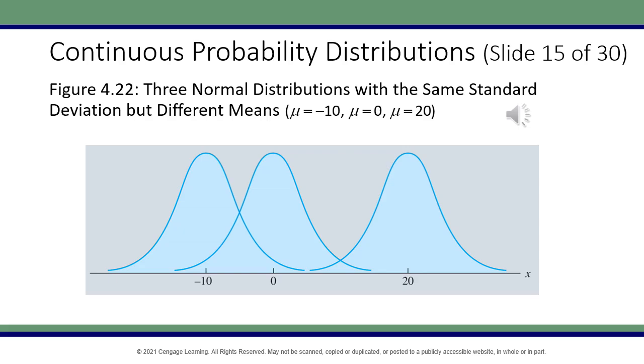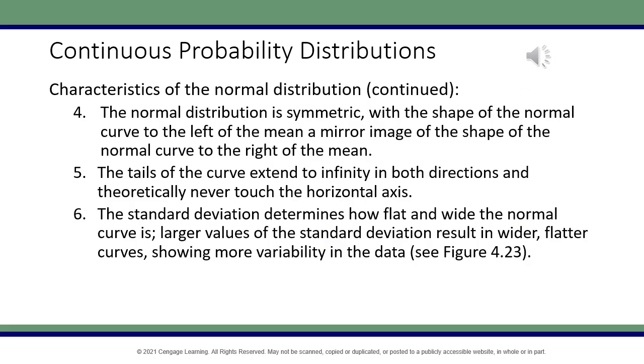This visual helps us understand how the mean determines the central location of the distribution, while the shape remains consistent when only the mean is changed. Continuing with the characteristics of the normal distribution. The normal distribution is symmetric.